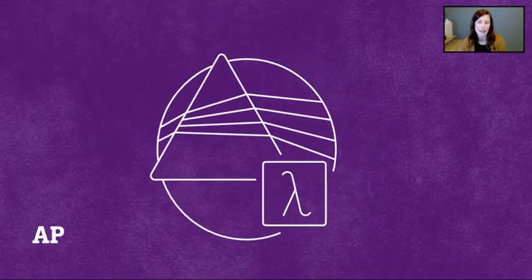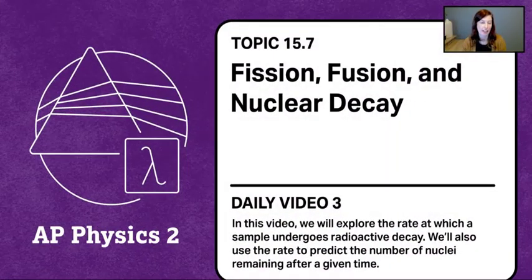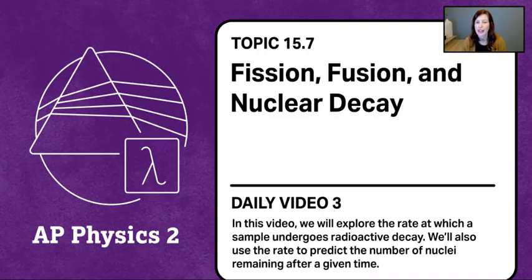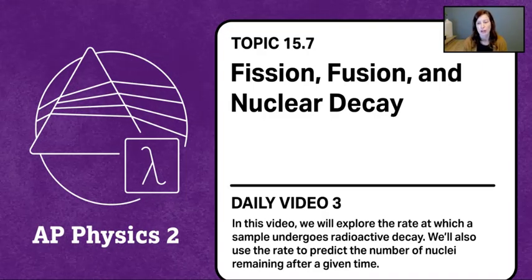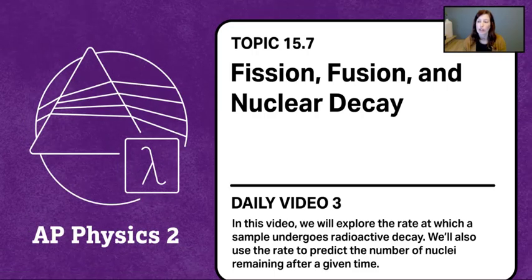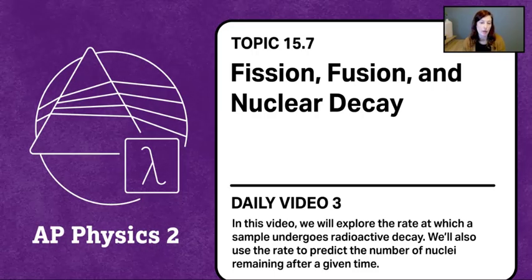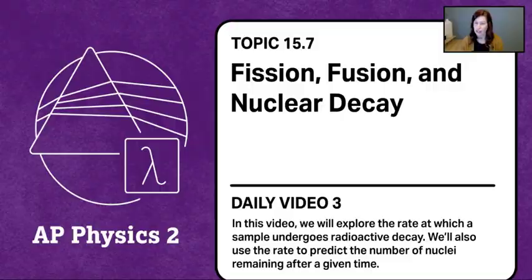Welcome to topic 15.7, fission, fusion, and nuclear decay. In video 3, we're going to explore the rate at which a sample undergoes radioactive decay. And we'll use that rate to predict the number of nuclei that remain after a given time.